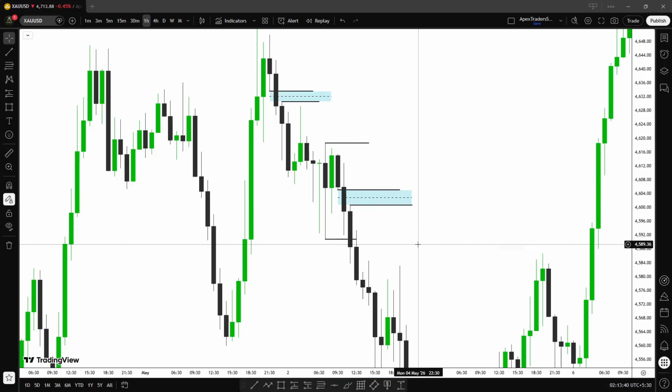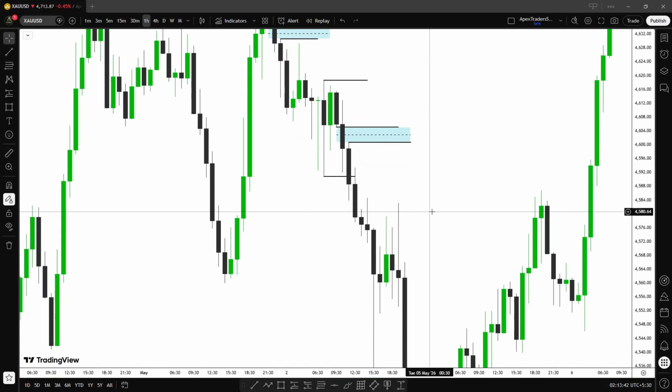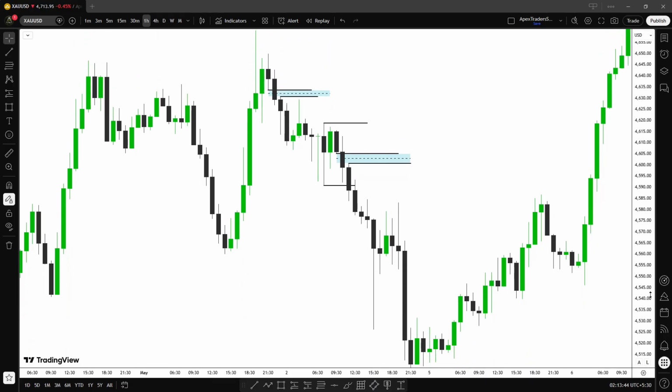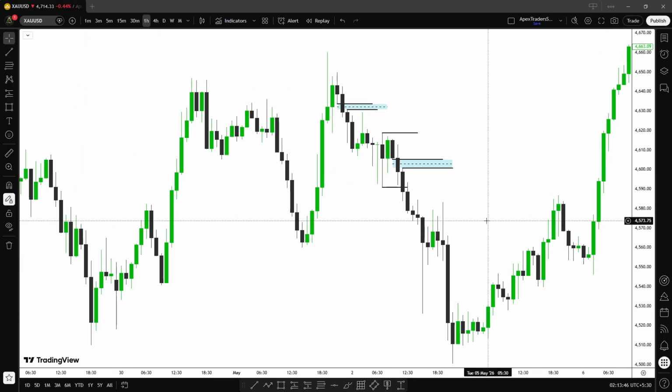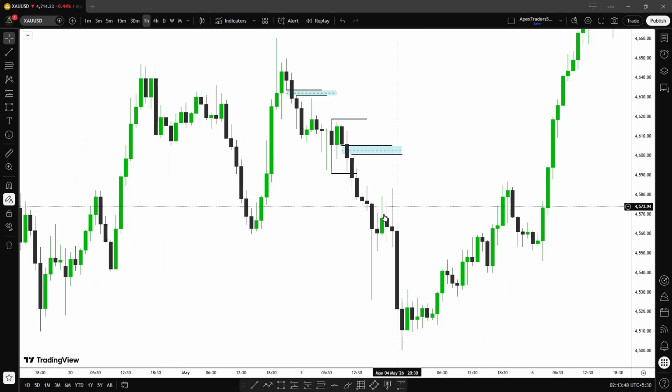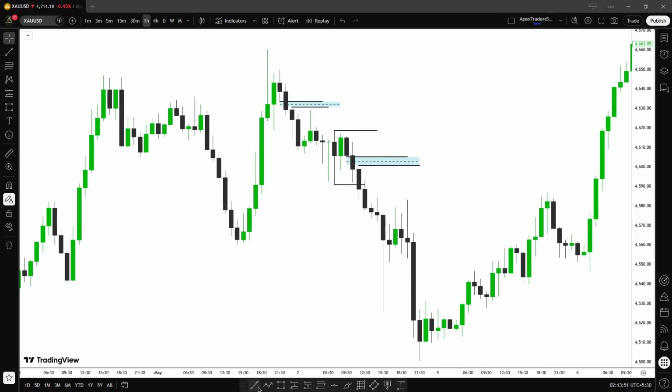Inside bars are considered in some places only. We don't consider inside bars in all places, which you will be seeing in the upcoming topics. So we will continue to mark just the fair value gaps.